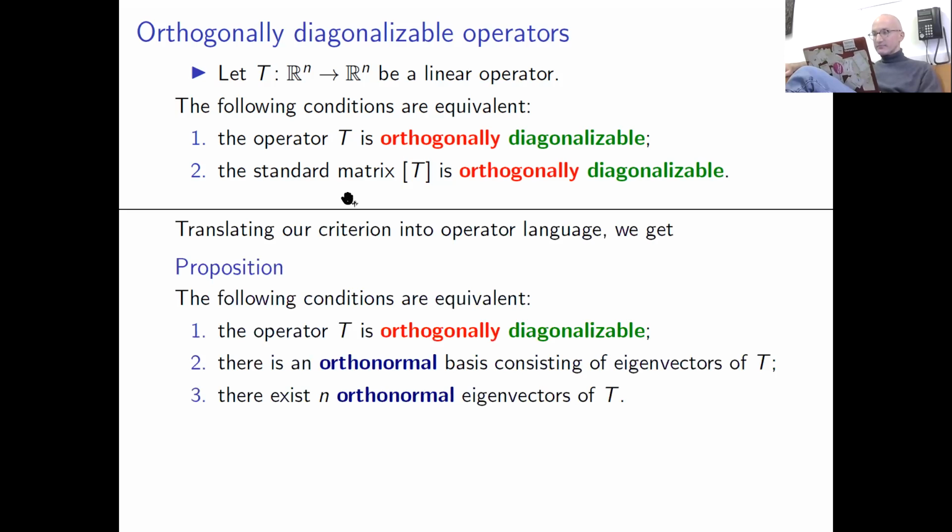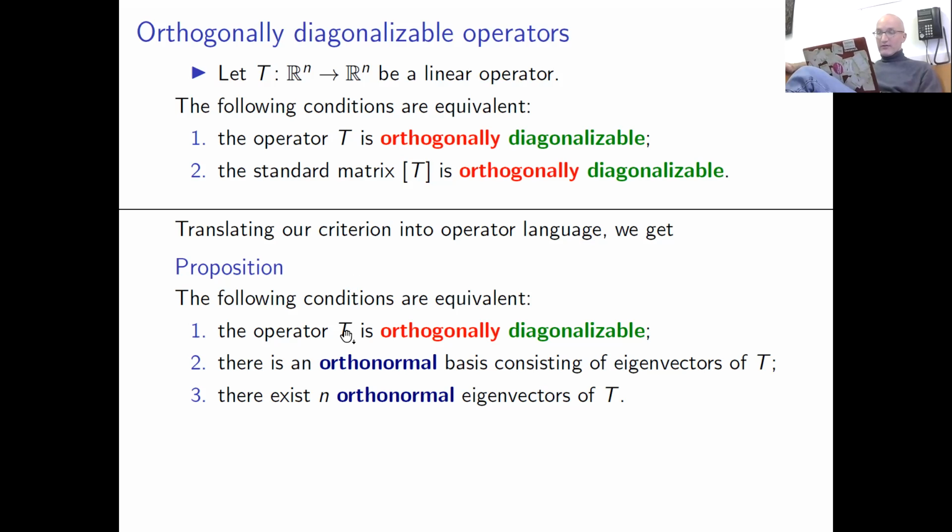Translating our criterion on the previous slide into the language of linear operators, we get the following two conditions. The operator T is orthogonally diagonalizable if and only if there exists an orthonormal basis consisting of eigenvectors of T, and if and only if there exist n orthonormal eigenvectors of T. In some sense, this proposition is easier to deduce from the definition of diagonalization of the linear operator T than to translate from the matrix language.